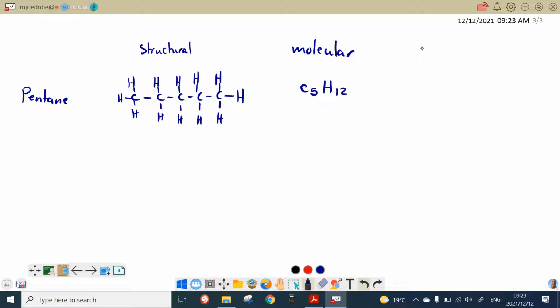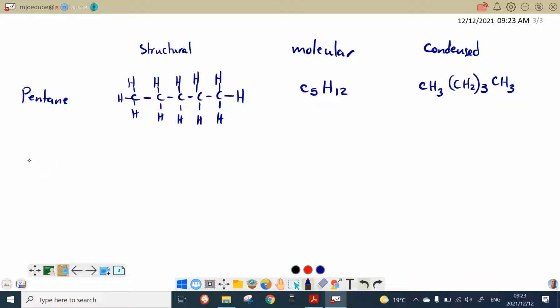And then the condensed formula, you've got your CH3 for the first carbon, and then you've got 1, 2, 3 groups of CH2s. So you've got CH3 and then 3 groups of CH2. So you put that into the brackets and then show that there are 3 of them. And then on the last one, you've got another CH3. So CH3, CH2 times 3 groups, and then your CH3. So that is your pentane.